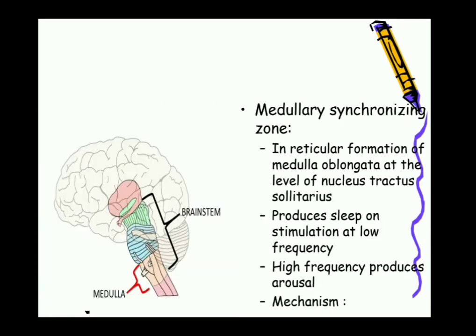The second center, as we have discussed, is the medullary synchronizing zone. It is present in the reticular formation of the medulla oblongata, at the level of the nucleus tractus solitarius, and it produces sleep on stimulation at low frequency, and when stimulated at a higher frequency, it results in arousal. Its mechanism is not known.